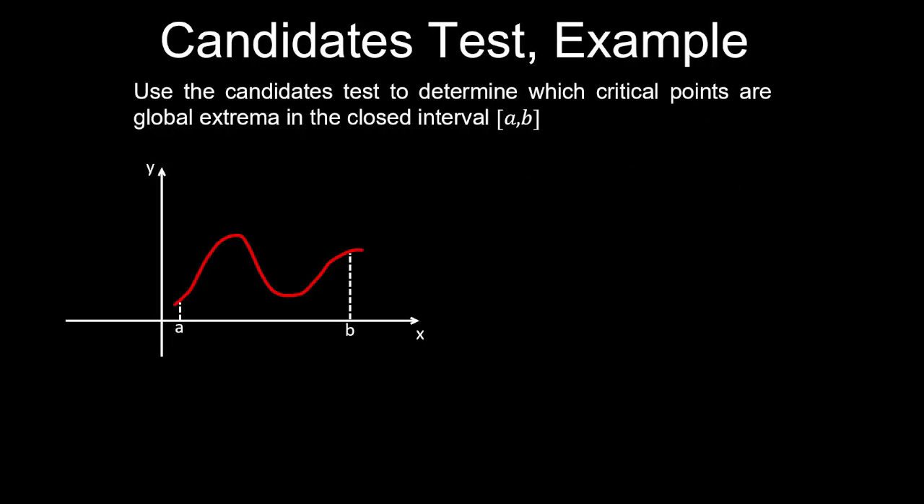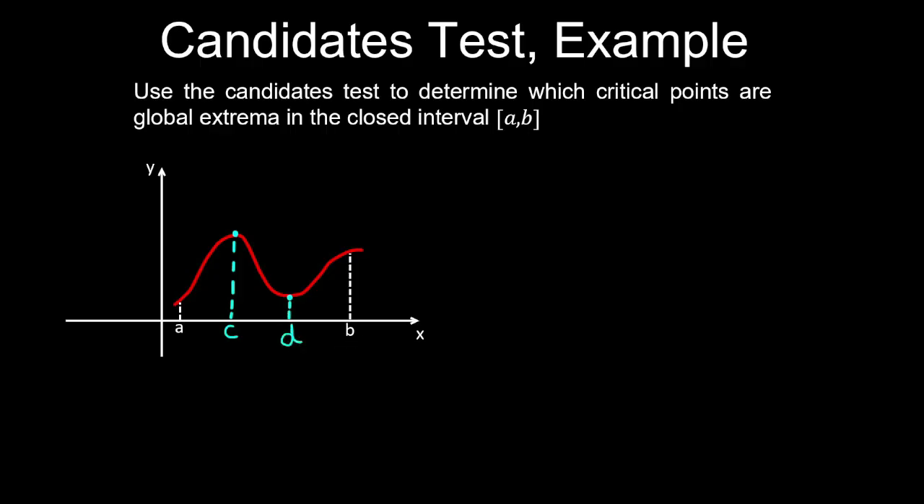Use the candidates test to determine which critical points are global extrema in the closed interval AB. Well, if we look at the critical points, that's these two. And what we do is check these against the ends of the interval. So let's just take this one at x equals c, and this one at x equals d.